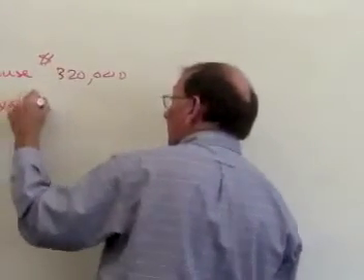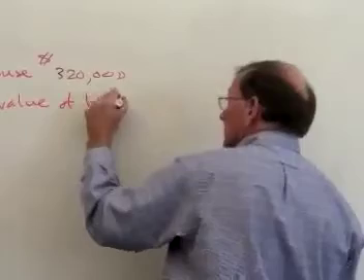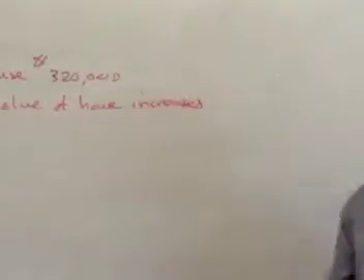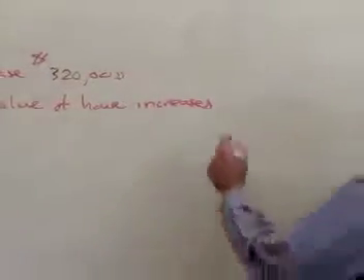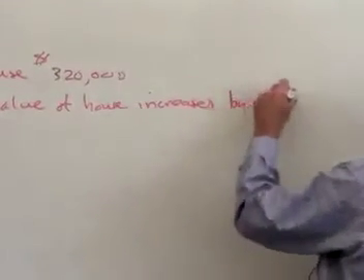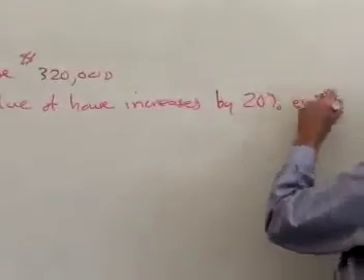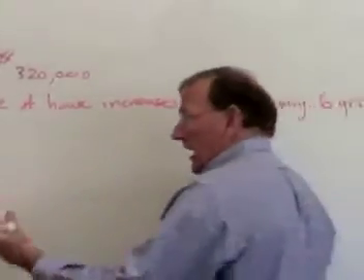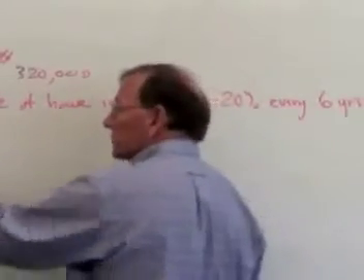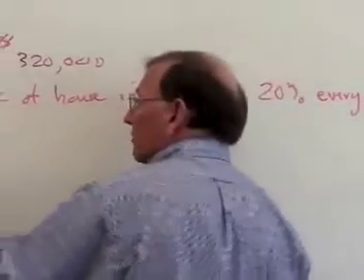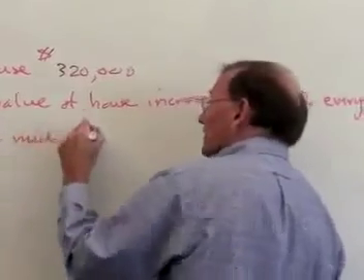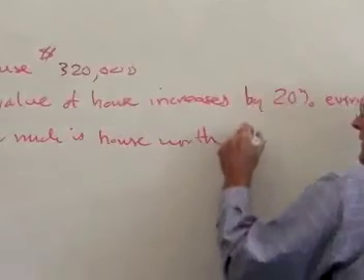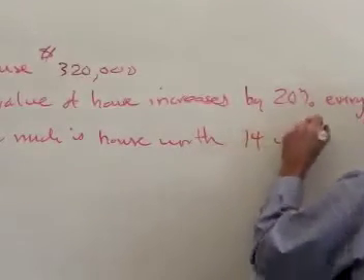Suppose the value of that house increases, and we'll make it increase by 20% every 6 years. You live in this house for a couple years, and eventually you decide to move. So the question is, how much is the house worth 14 years later?